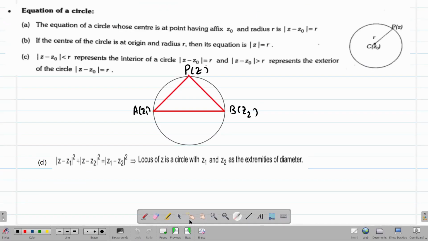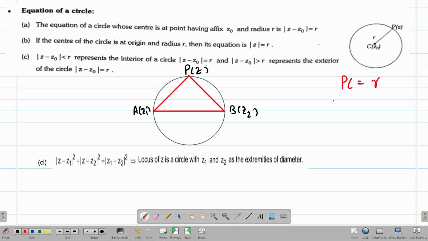Now next, equation of circle. The equation of a circle whose center is at the point z0 and radius r is mod of z minus z0 equals r. As we know, the definition of a circle is that point P moves in such a way that its distance from the center is always constant. That means if P comes here, the distance remains the same. If P comes here, the distance is the same, then the locus is a circle.